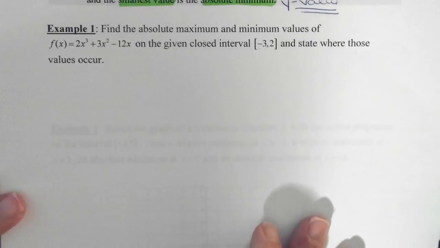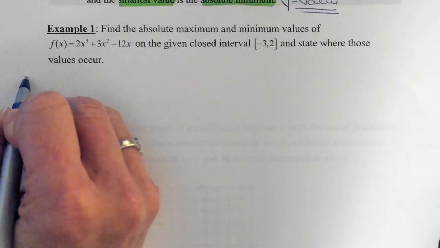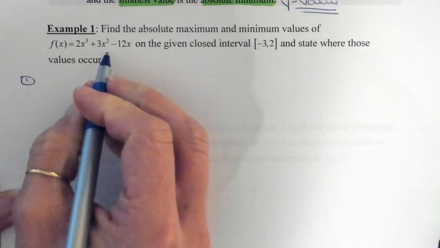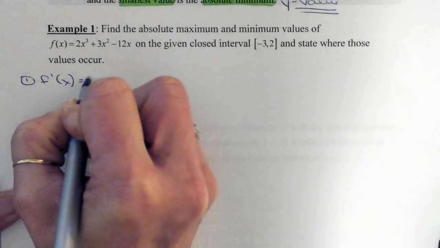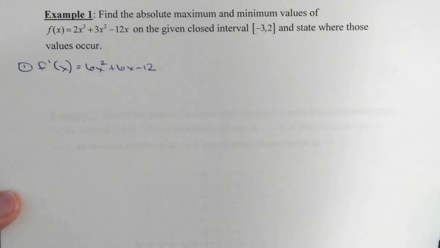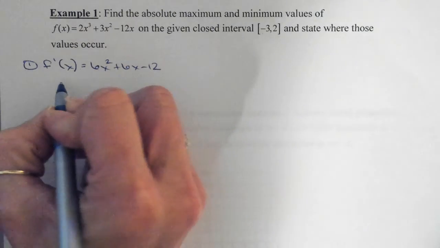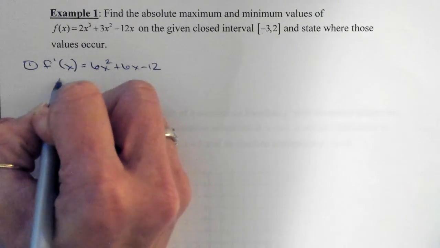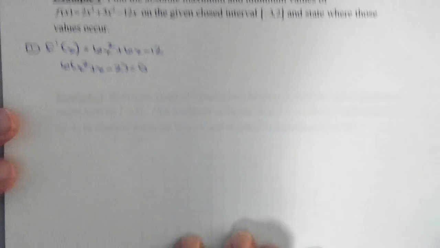I know it's terrible. So the first thing we want to do based on our steps is take the derivative of our function. So f prime of x is equal to 6x squared plus 6x minus 12. You told me to find critical points, so we would then set our derivative equal to 0. Can I take out a 6 too? Yes, you want to make it as simple as possible. So 6 times x squared plus x minus 2 is equal to 0.